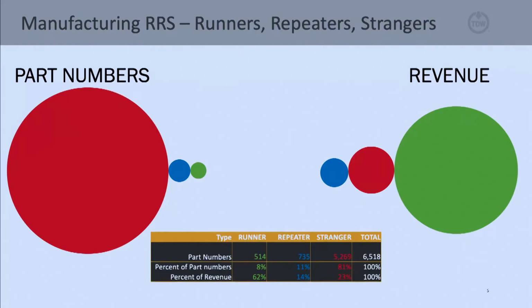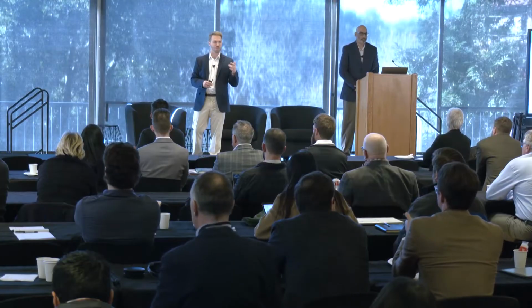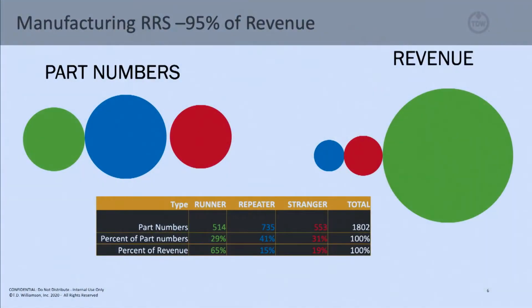So then we looked again at the strangers, and we did a Pareto, and we found that 10% of the part numbers make up 80% of the revenue we get from the strangers. And so we were able to rationalize this a little bit better by taking that, and that encapsulated 95% of our revenue across all of our part numbers. And so we used this result, which whittles us down to 1,800 part numbers.